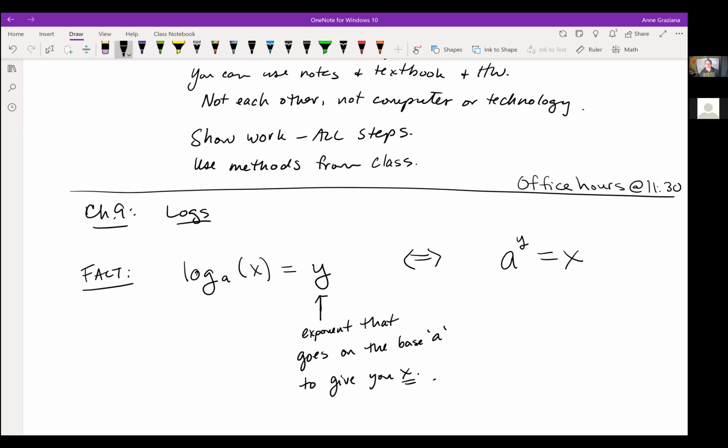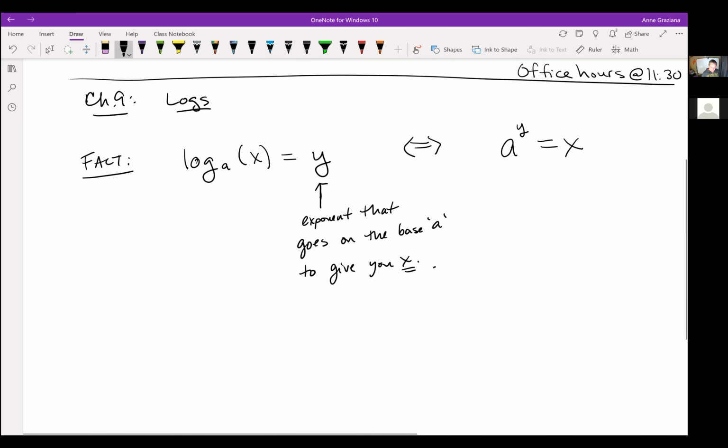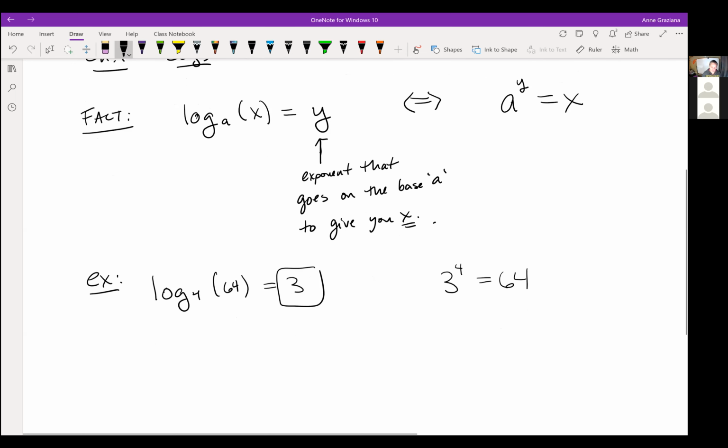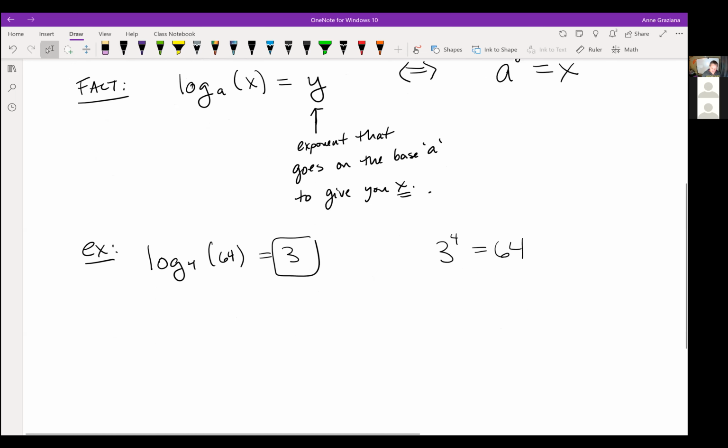Okay? So we did some examples, like here's a basic one, log base 4 of 64. What's the power that will go on 4 that would give us 64? 3. Okay. And you can see this is the same as saying 4 to the 3rd is 64. These are both true statements. So these complement each other.